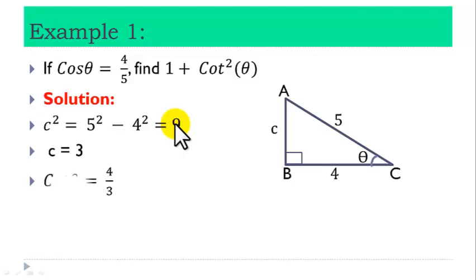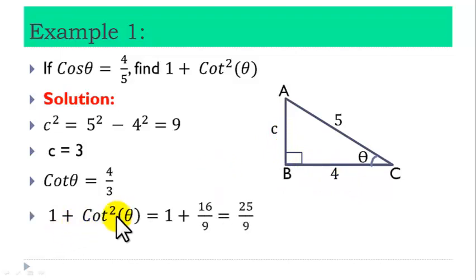Let us now find cot theta. Cot theta is adjacent all over the opposite. That is 4 over 3. So therefore, 1 plus cot squared theta is equal to 1 plus (4 over 3) squared. That is 1 plus 16 over 9. And that will give us 25 all over 9.